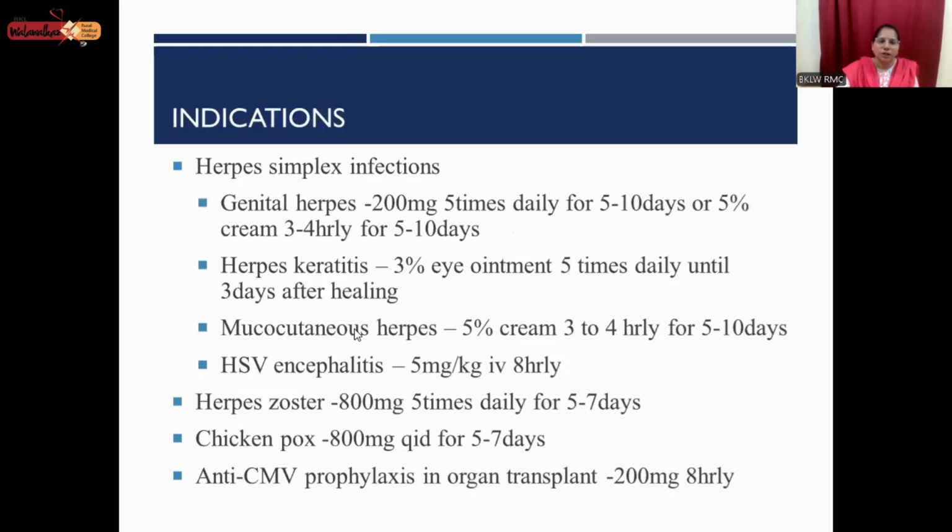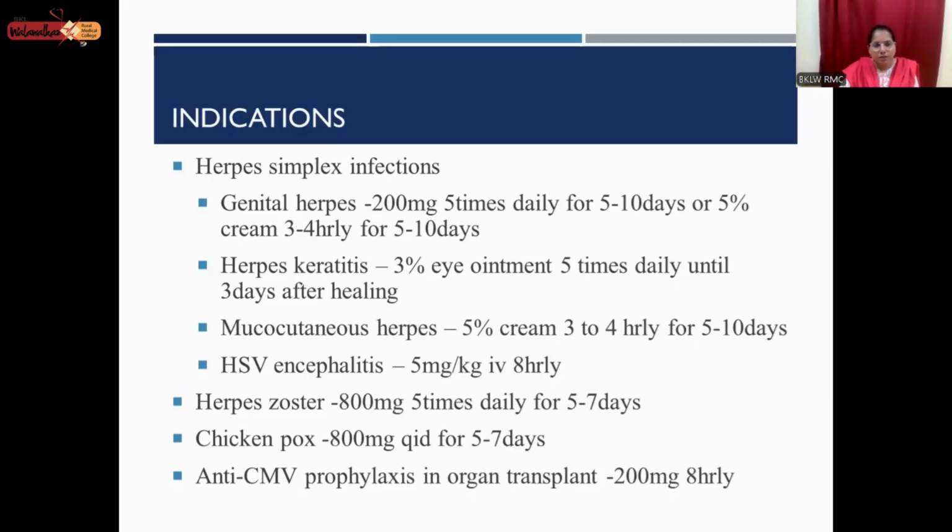So these are the different indications or uses of acyclovir in herpes simplex infections. You can see it is used in oral, parenteral, and topical forms, different routes and available in different preparations. So genital herpes: 200 mg 5 times daily for 5 to 10 days, or 5% cream 3 to 4 hourly for 5 to 10 days can be given.